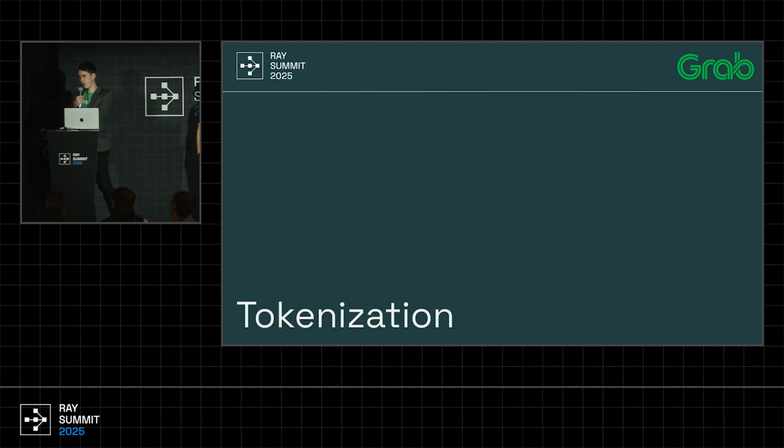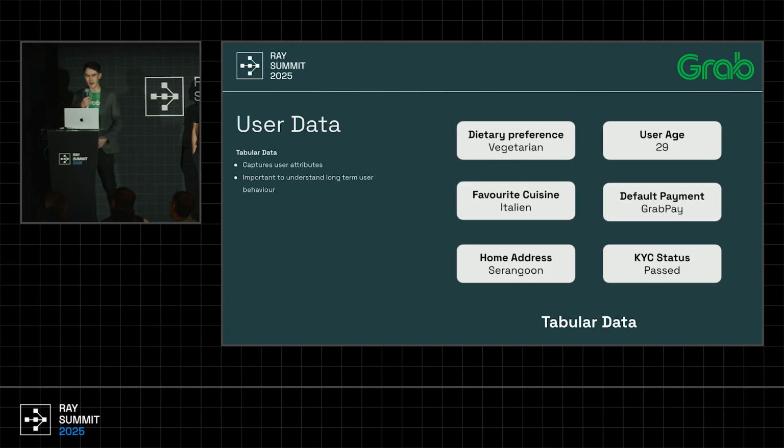So let's start with the first topic, tokenization. One of the key drivers of user understanding are user attributes, aka tabular data. They capture more long-term behaviors. For example, we have dietary preferences, user age, how they pay, where they live, and so on.